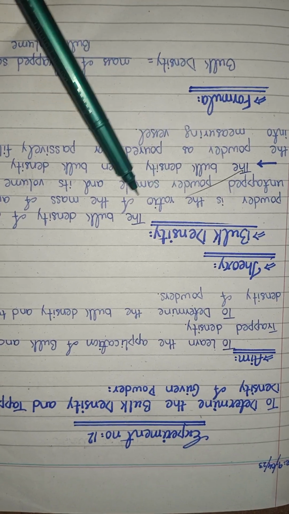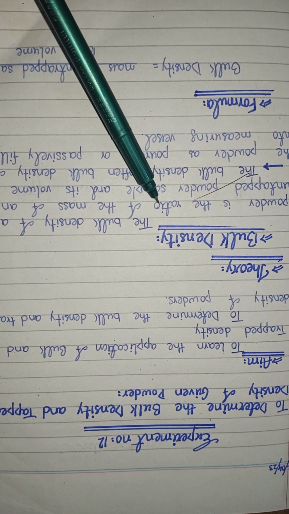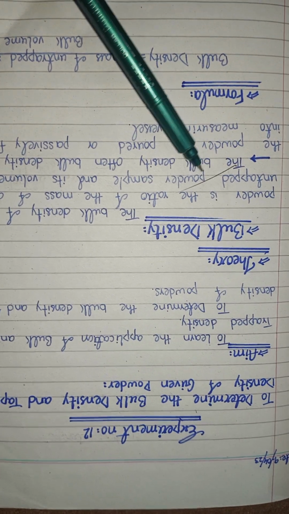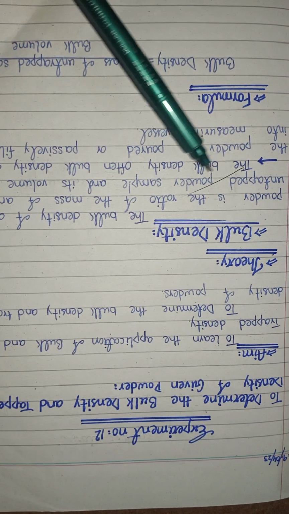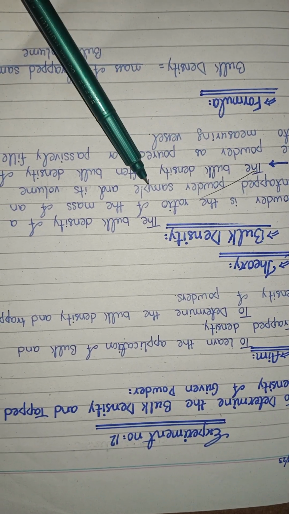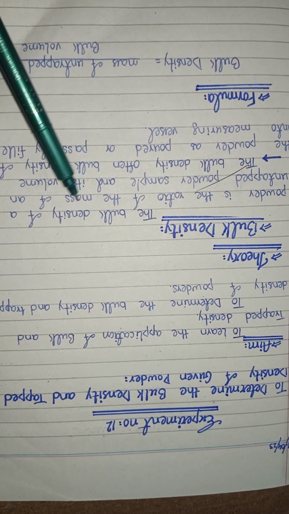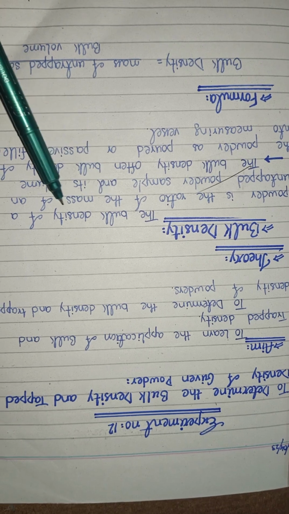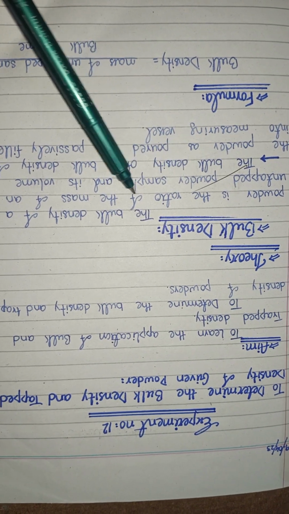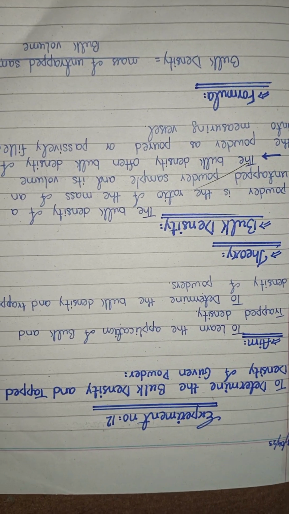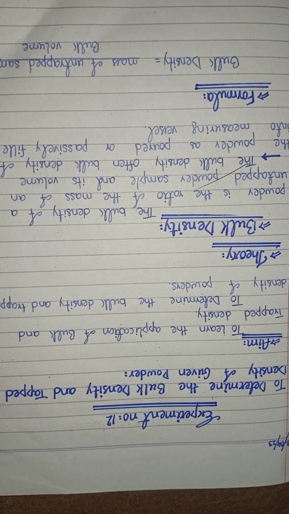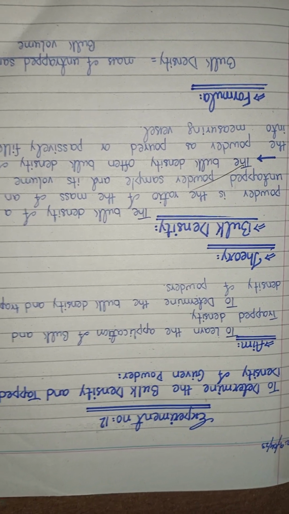So first you will write the theory. First we will define the bulk density. Bulk density of a powder is the ratio of the mass of an untapped powder sample and its volume. So what you are going to do is divide the mass of untapped powder. Untapped powder is powder which you don't tap.